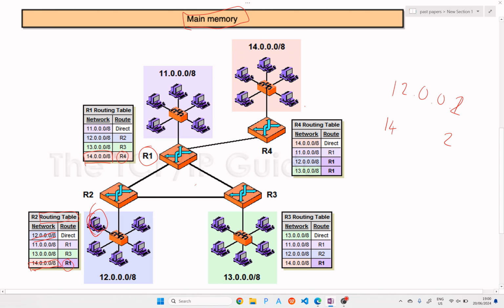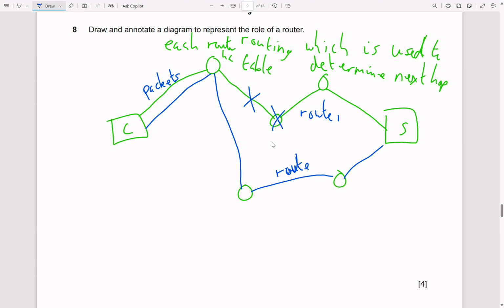Basically it's been sent from this computer to this switch. The switch then sends it to this router, this router then sends it here to router 1, and then this router sends it here to router 4. Here, for 14, it says direct, so I guess this means it's in this network already. So it can send it to the switch, this one here, and then it's just going to send it to this device. That's how routers are going to work. They use the routing table to determine which router to send it to next, or what the next hop is going to be.